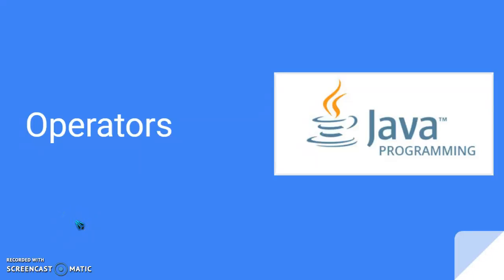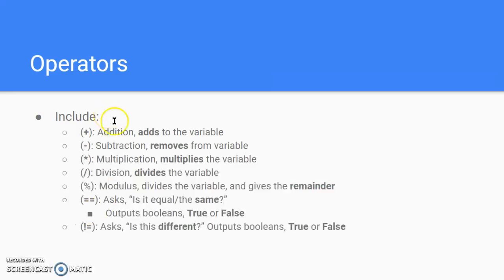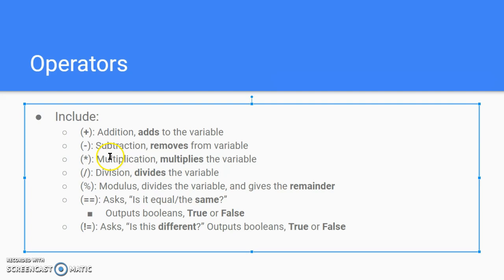This video will be about operators. The operators include addition, subtraction, multiplication, division, modulus, is it equal or the same, and is this different. Now, the addition, subtraction, multiplication, and division will be shown by the standard plus, minus, asterisk, and slash. The more complex one, the percent or modulus, is like long division: if you have 5 divided by 2 and you have a remainder of 1, it would print out 1.